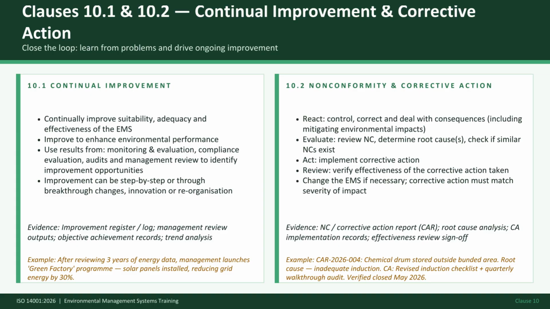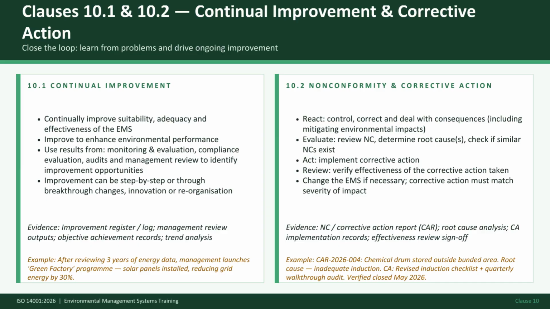10.1, continual improvement. The EMS must continuously improve its suitability, adequacy, and effectiveness. Improvement can come from anywhere: audit findings, monitoring data, management review decisions, employee suggestions, new technology. Improvement does not have to be dramatic. Small, consistent gains over time are exactly what continual improvement means.